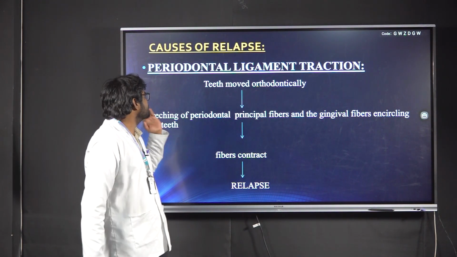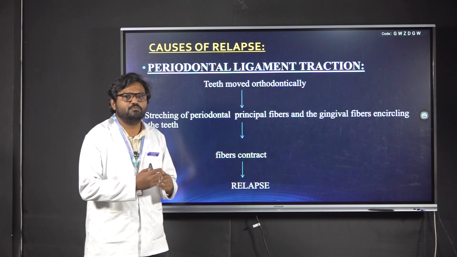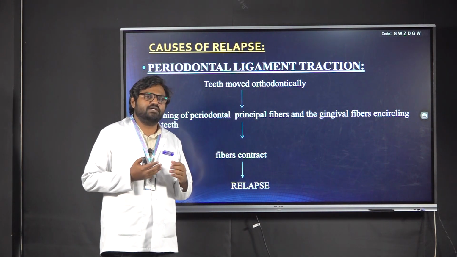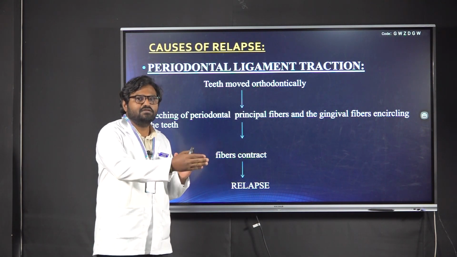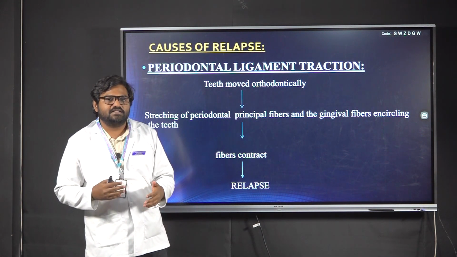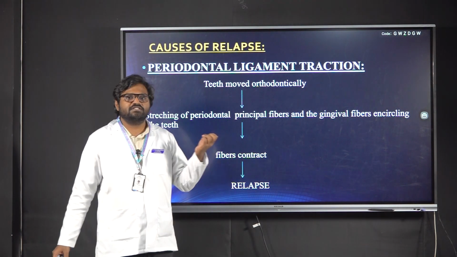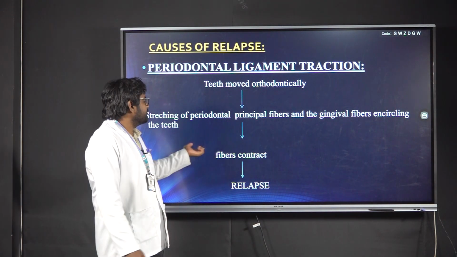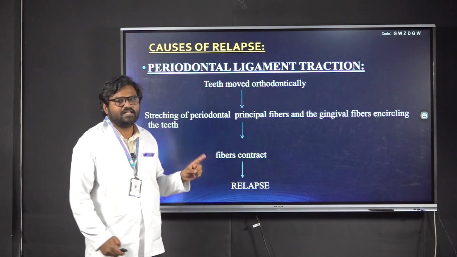First and foremost is periodontal ligament traction. As I already said in my first slide, whenever you're trying to move a tooth, there's always compression and traction of the periodontal ligament fibers that lead to osteoblastic and osteoclastic activity and the bone remodeling that takes place. Always when there is a pull, there is traction of your periodontal fibers, and the tooth tends to come back to its former position. So it could be a cause of relapse.